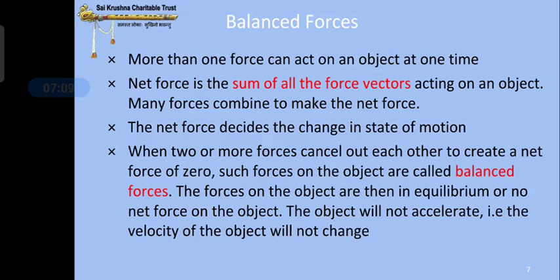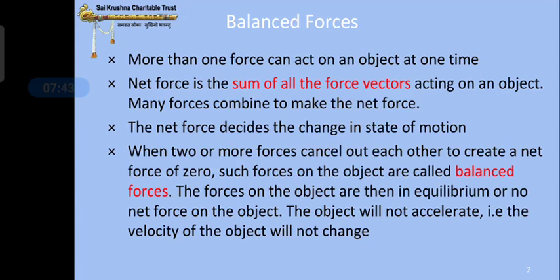So when two or more forces cancel out each other to create a net force of 0, then such forces on the object are called balanced forces. For example, say two persons want to move a table, one from the left side is applying 5 Newton of force, and from the right side the other person is also applying 5 Newton force. Then they both cancel out each other, and this type of force is said to be balanced force. So whenever balanced force is there, the object will not move.